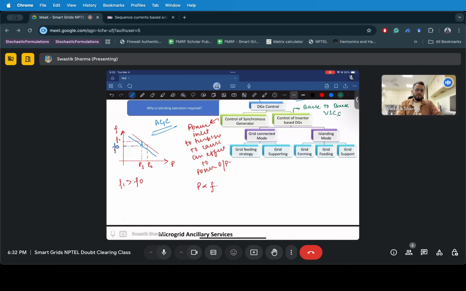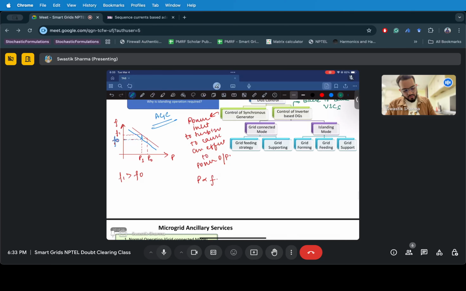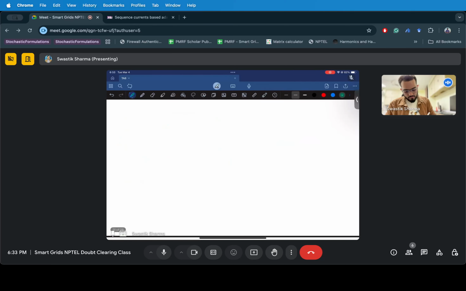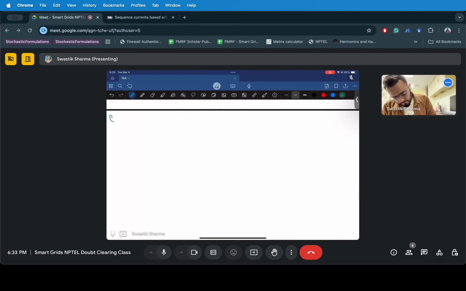So, back-to-back voltage source converters, right? In grid-connected and islanding mode, these converters behave differently. When I say they behave differently, they have three main operations. One is grid feeding or following mode.